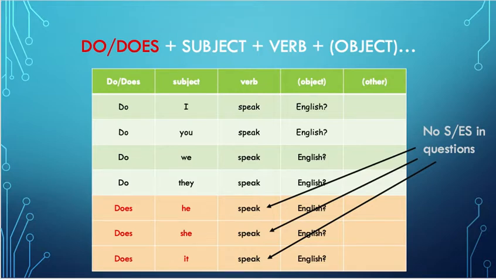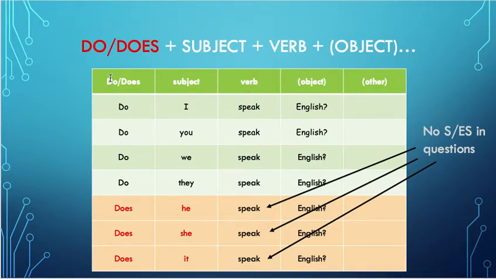Okay, so to make questions in English, to make closed questions, we begin with do or does, then the subject, okay, so I, you, he, she, etc. Then the verb or the action: run, drink, speak, sleep, eat, etc. And then sometimes we have an object and then some extra information sometimes.